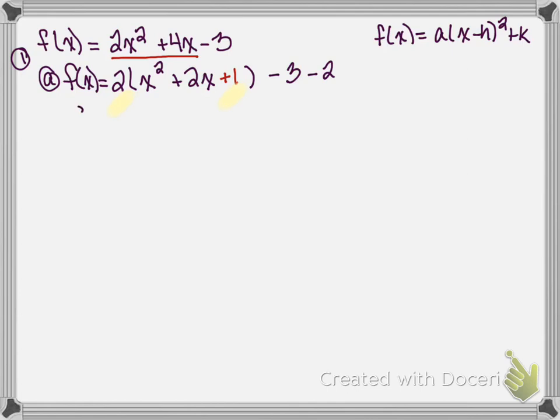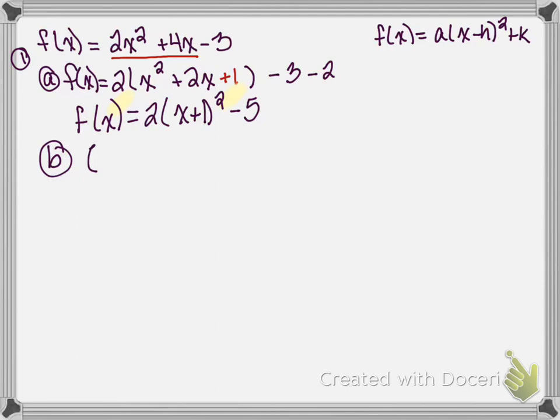And then it works real nicely. You factor, you get x plus 1 squared minus 5. And that is the standard or vertex form right there. And from that, we are able to identify our vertex. Our vertex is negative 1, negative 5.